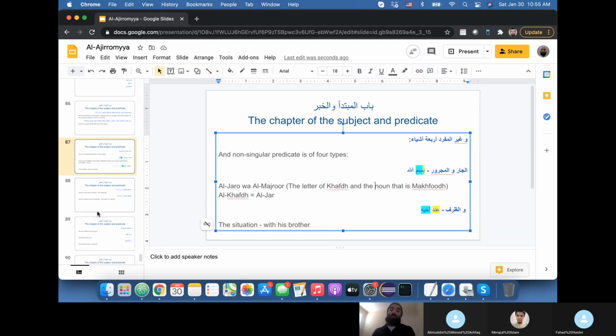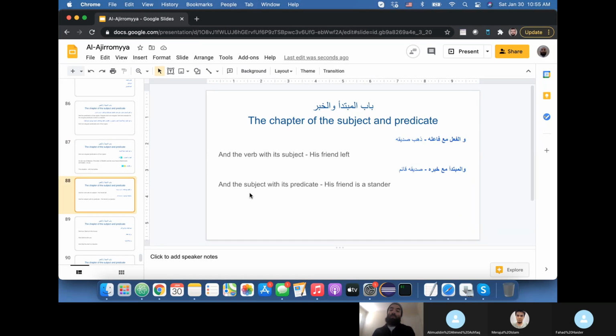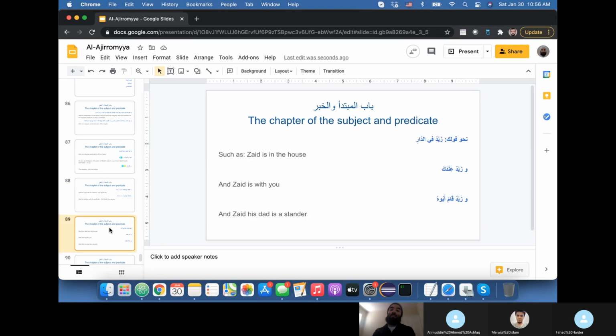Al-zarf, which is the situation, right? Where is someone situated? الفعل ومع فاعله, and the verb with its subject. والمبتدأ مع خبره, and the subject with its predicate. Now keep those in mind, and the author will give us all those examples for every single one of them in the same order. So the first example is for jar al-majrur, the letter of khafd and makhfud.